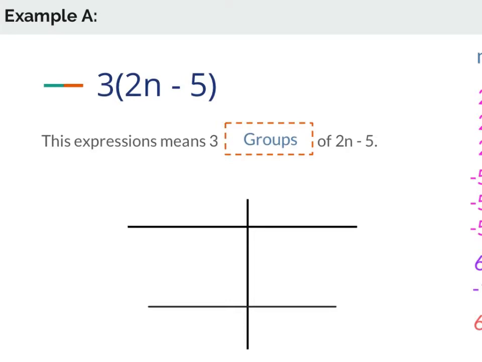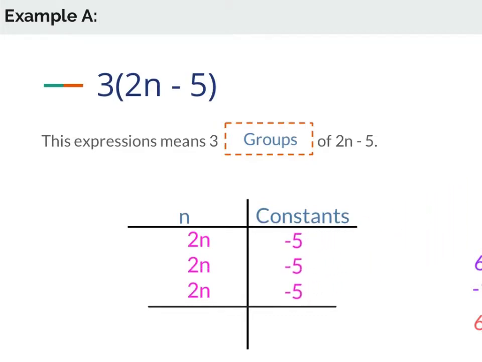So now, knowing that we have 3 groups, we're going to break that out into n's and constants. Since I know I have 3 groups of that, I'm going to have 3 2n's, and I'm going to have 3 negative 5's. So 2n plus 2n plus 2n gives me 6n, and negative 5 and negative 5 and negative 5 gives me negative 15. Just like last time when we were talking about combining like terms, now we've combined our like terms, and we end up with 6n minus 15.